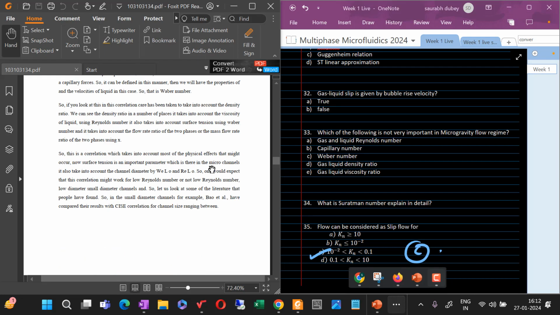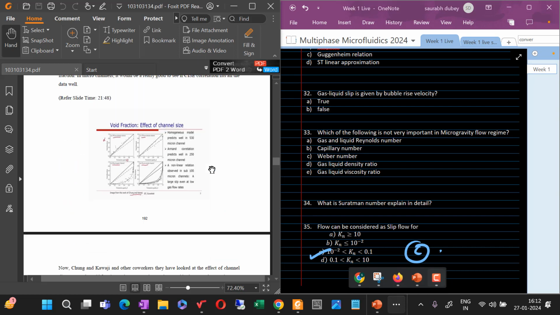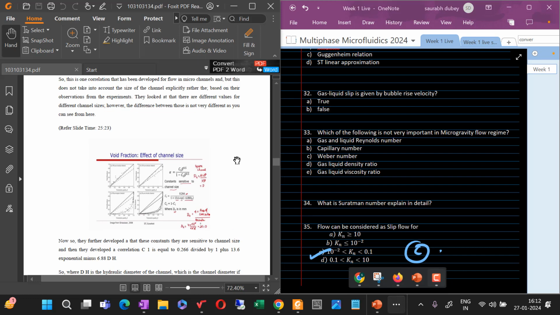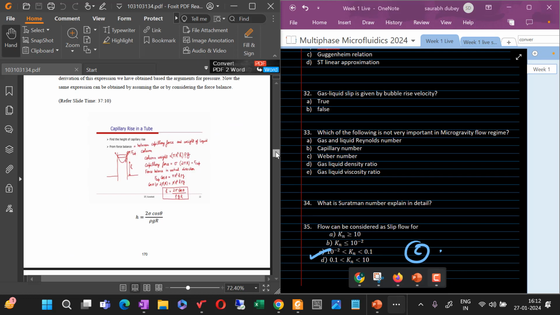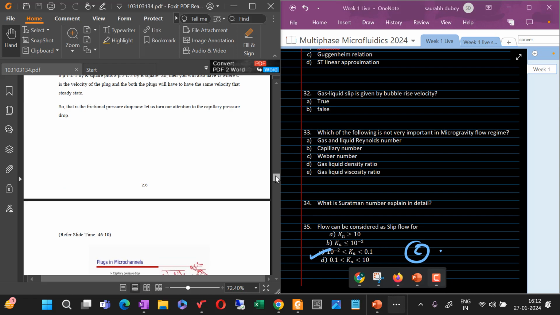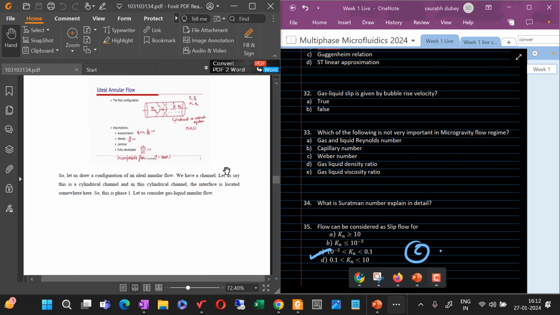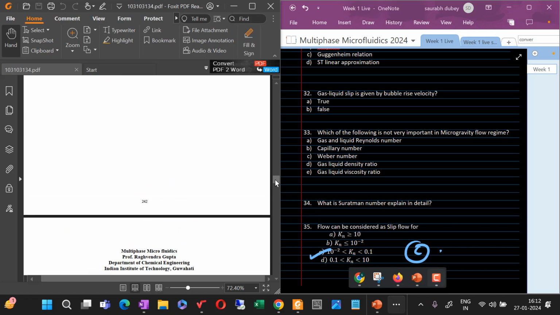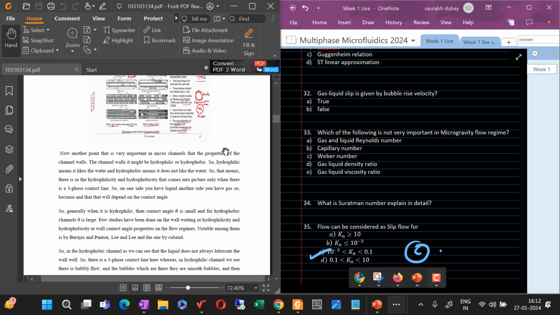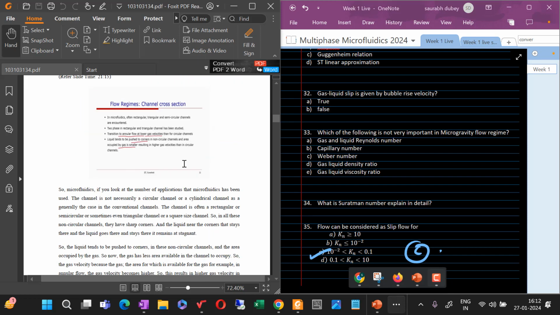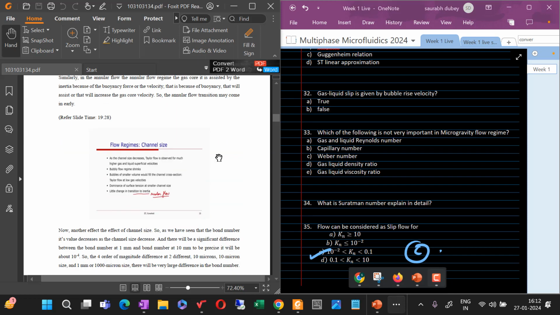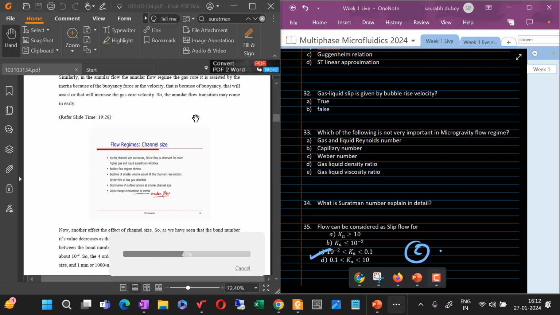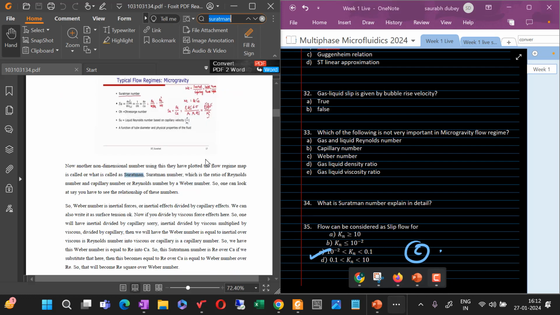Sir told about this concept, which is nothing but like a Reynolds number, a factor that explains the ranges for the different regimes. Let me reach there, it will be much easier for me to explain there. This is the 12th lecture where I reached. These are flow regimes. So where is that? Yes, this one.